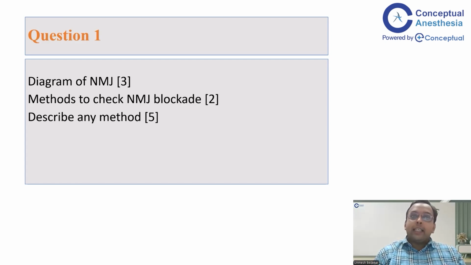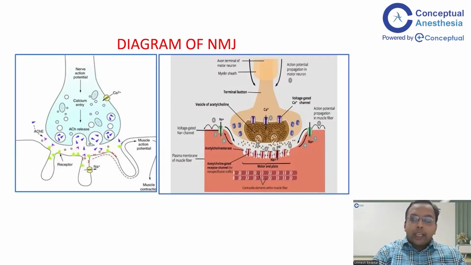So what exactly is train of four, and a TOF of four, which we have to reduce to a TOF of zero before intubation, we will see in this session. So coming to the basics of the diagram of a neuromuscular junction, as you can see on the left hand side, this is the nerve ending and it is attaching to the muscle.